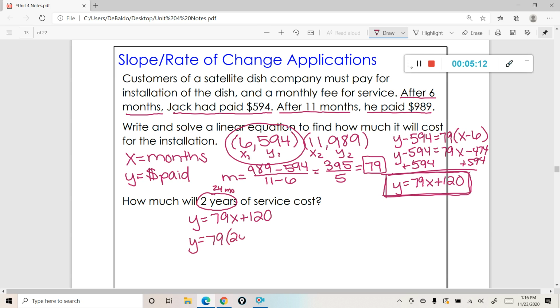79 times 24 plus 120. We can simplify that down further using our calculators. 1,896 plus 120, and that gives us $2,016. So 2 years of service should cost about that much for the satellite dish to be installed in his house. That's just one way to use rate of change and slope in an application of a real world situation. Let's take a look at another example.